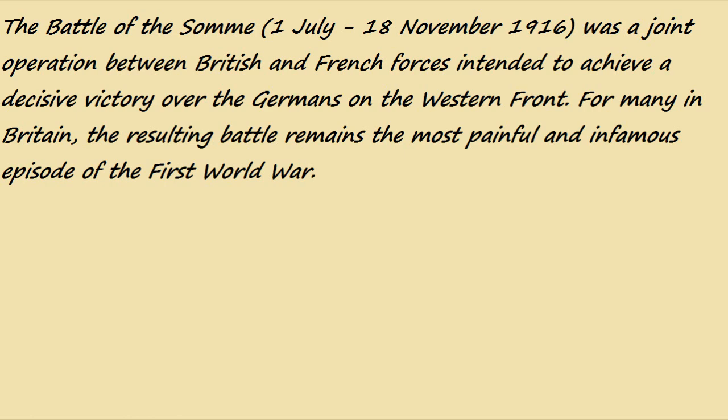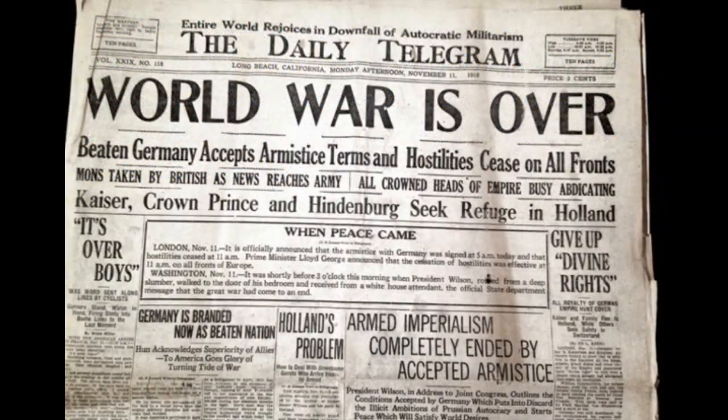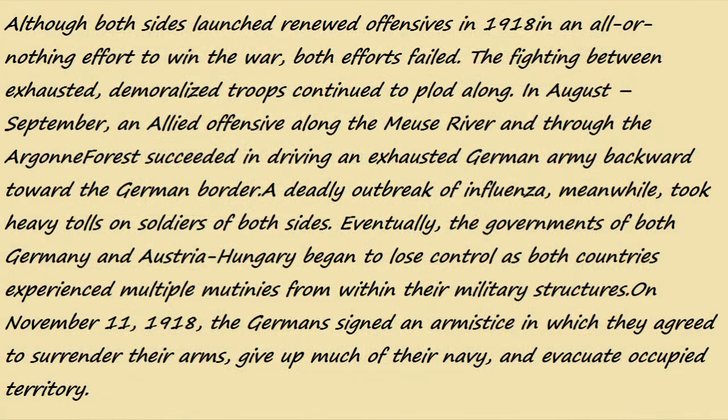Now we move to the end of the war. What you need to know is by 1918, offensives were launched from both sides, desperately to win the war, and of course they failed. Between August and September, the Allies succeeded in driving the German army to the German borders through a decisive offensive along the Meuse River and the Argonne Forest. These are small details about the end of the war.